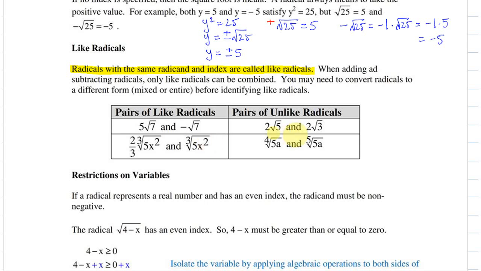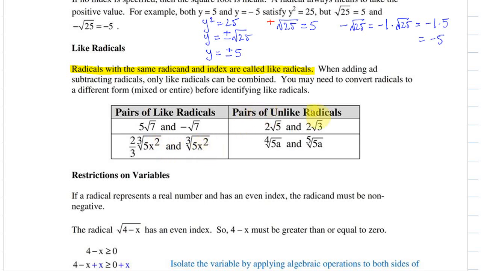So if you take a look at the chart, you've got 2 columns. The first column gives you pairs of radicals. The first pair, we know that they are like because they both have a 2 as an index. Remember, if it's not indicated, it's understood to be a 2. And both of their radicands are 7. On the second example, our indexes are both 3, and our radicands are both 5x squared.